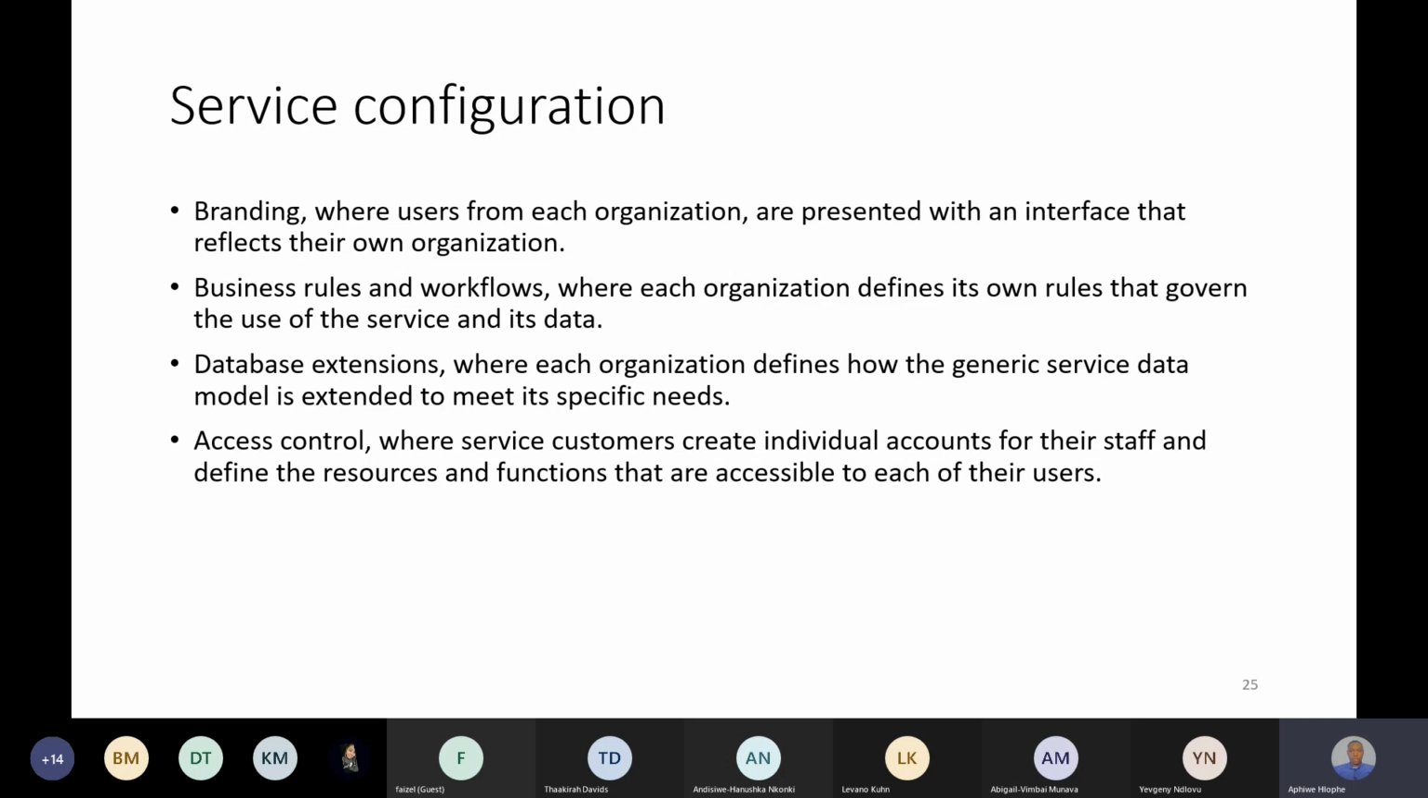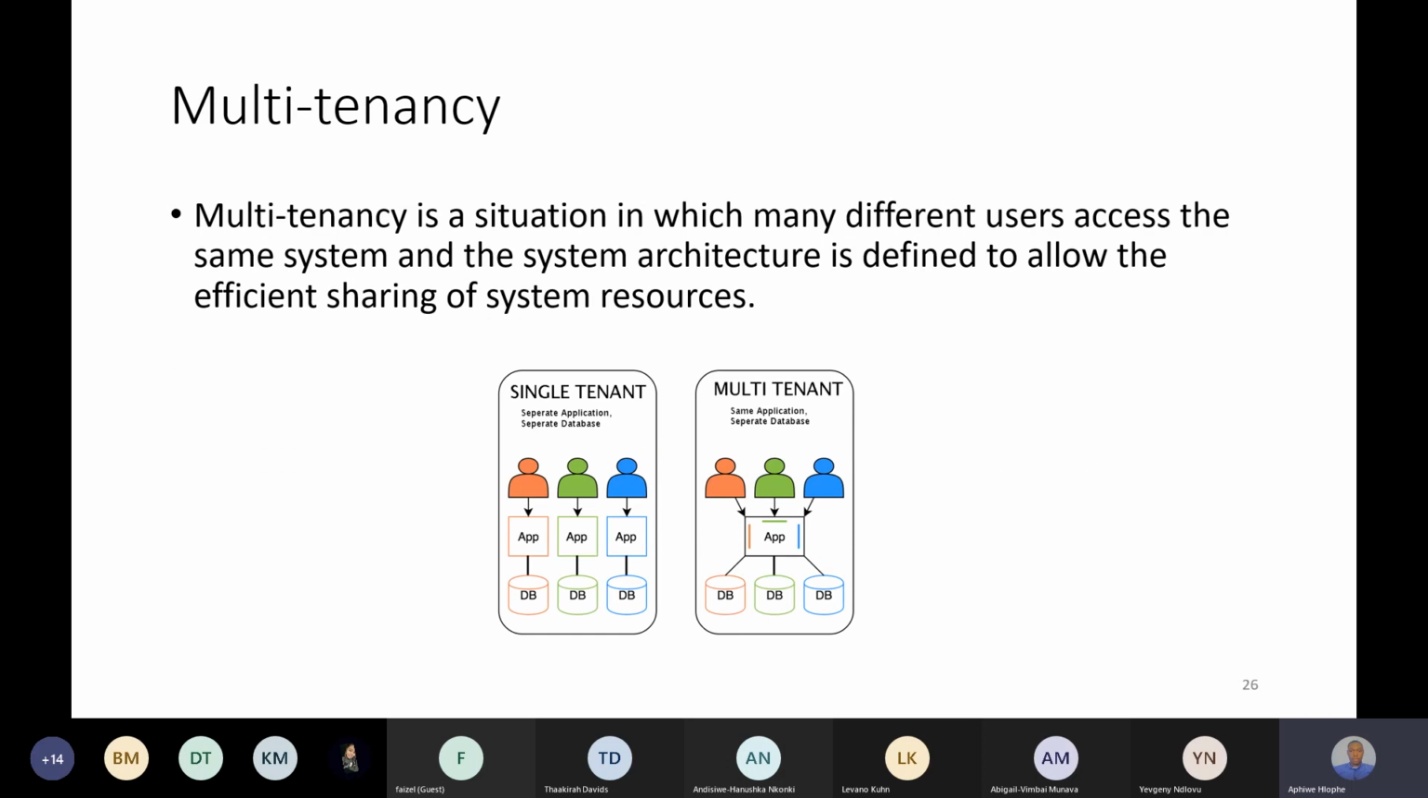And database extensions, okay, being able to define or separate your databases to meet a specific group of users' needs, and separating your data into different tables, and also access control. We have people that are lecturers, we have people that are students. How do we ensure that they don't have the same level of permissions when they're logging into the system?